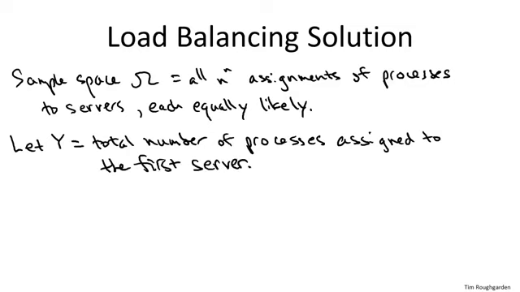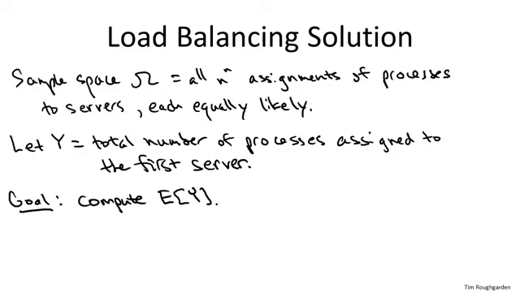Now, all of the servers are exactly the same, so we just have to focus on one server, let's say the first server, and look at the number of processes assigned to it. And if you go back to the problem statement, what we're asked is to compute the expected value of Y, the expected number of processes assigned to a server.